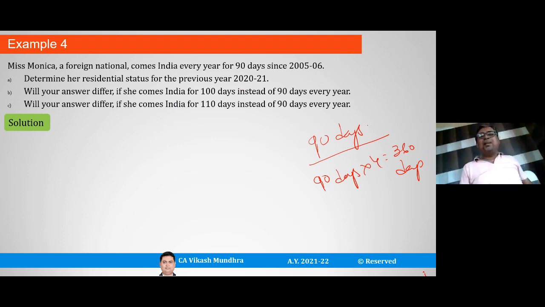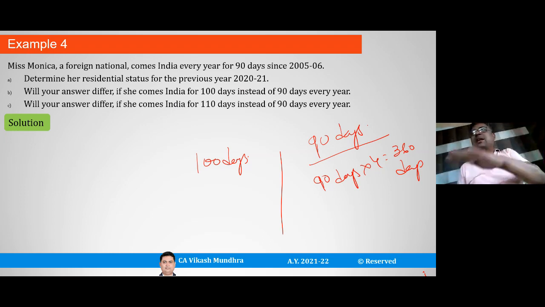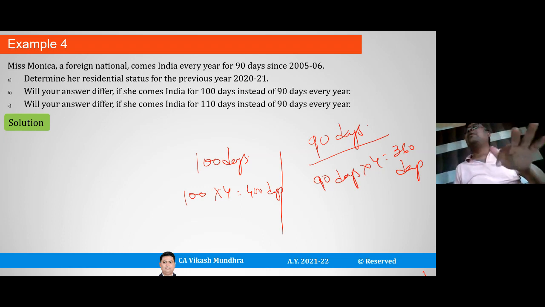Will your answer differ if she comes to India for 100 days instead of 90 days? In that situation, her stay during that particular previous year is for 100 days. She is not satisfying condition number one. We need to determine whether she is satisfying condition number two or not. 100 days is more than 60. First part is okay. What about the other part? That means 100 into 4, that is 400 days, which is 365 or more. She is satisfying condition number 2 of section 6.1, that is section 6.1C. She will be termed a resident in India for previous year 2020-21.